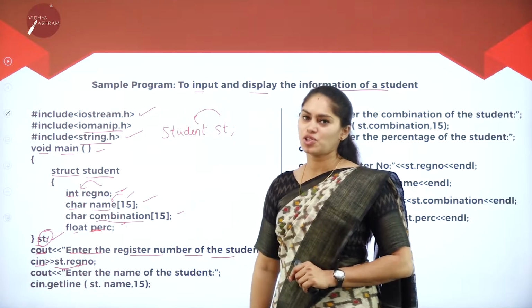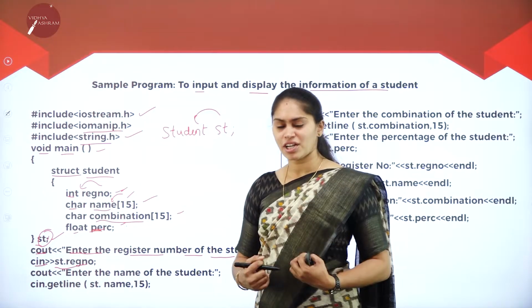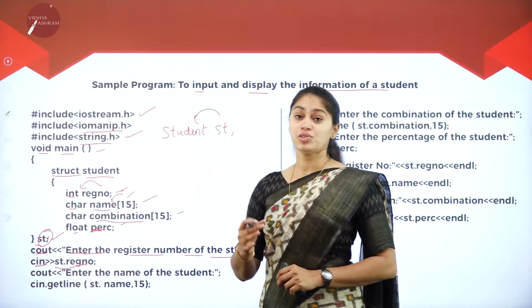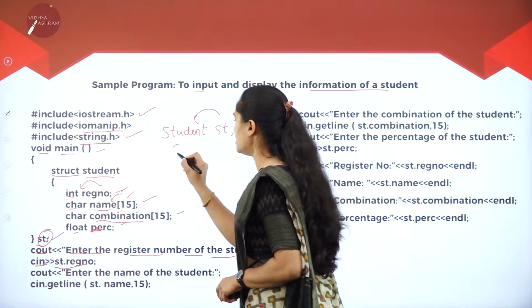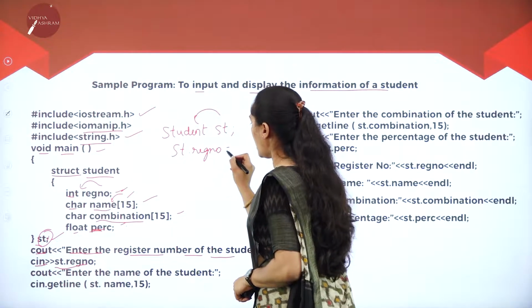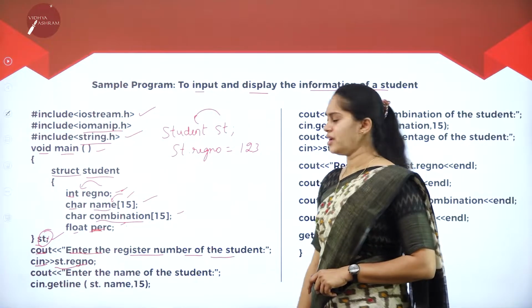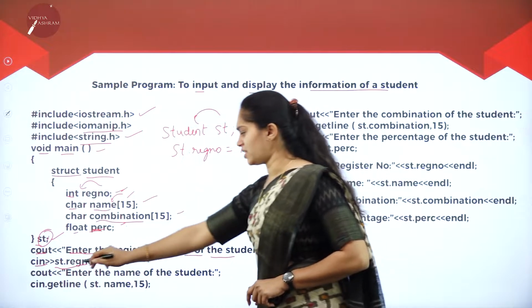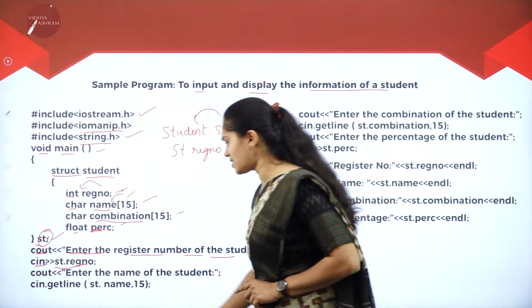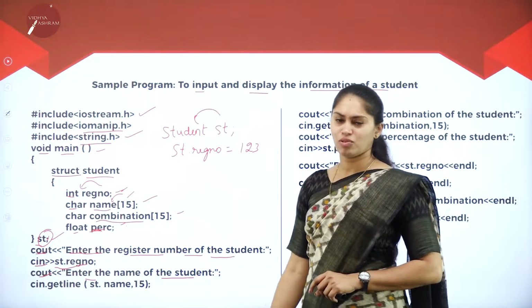Why are we going to use dot? We have already learned about the dot operator. If I want to access, then I have to use the dot operator. So if I am using st dot register number, then it will allow me to take the value. Let me consider that as 1, 2, 3. So this value will be stored in this variable. What do we have in the next line? Cout, enter the name of a student. I want to enter the name of a student.